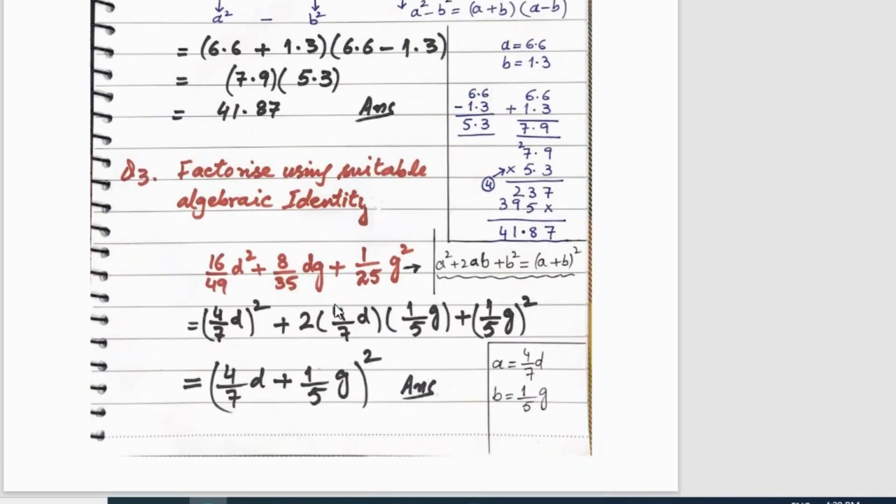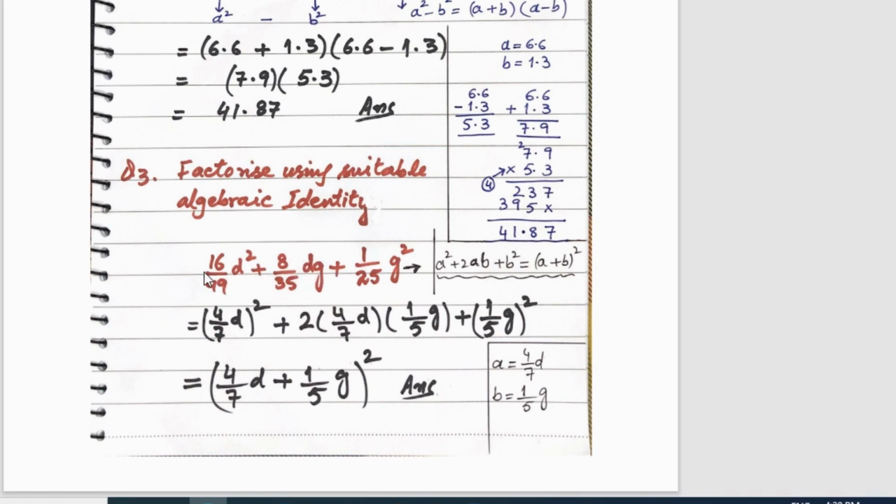Now question number 3. Factorize using suitable algebraic identity. Now this is a question with fractional terms. The expression is given to you in fractions. First and second terms have a square with them. The central term has no square. It means it will be considered as 2ab. Now all the signs are plus.